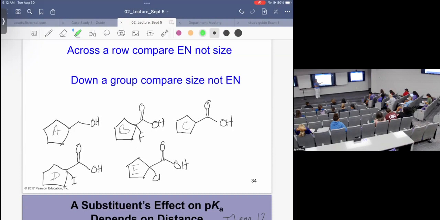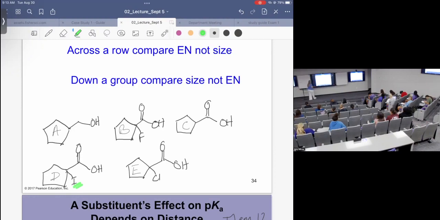Then when we add the halogen, that makes it even more electronegative and a stronger acid. So the most electronegative halogen is the strongest acid. Going from strongest acid to weakest acid, the order is B, E, C, D, A.